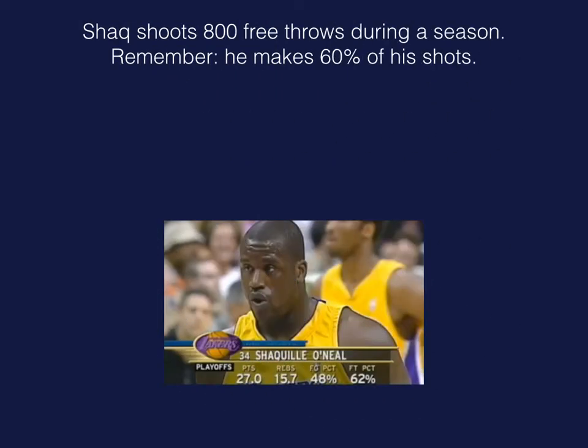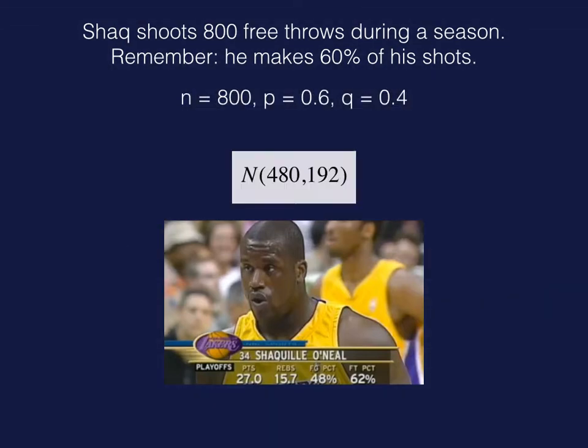Okay, so let's go back to Shaq. And remember, Shaq, he makes 60% of his shots, so that's binomial. And he's going to make 800. That's definitely large enough. So 800 times 0.6 is 480. 800 times 0.6 times 0.4 is 192. That's the variance. Remember, that's the variance, not the SD. The square root of that is the SD.